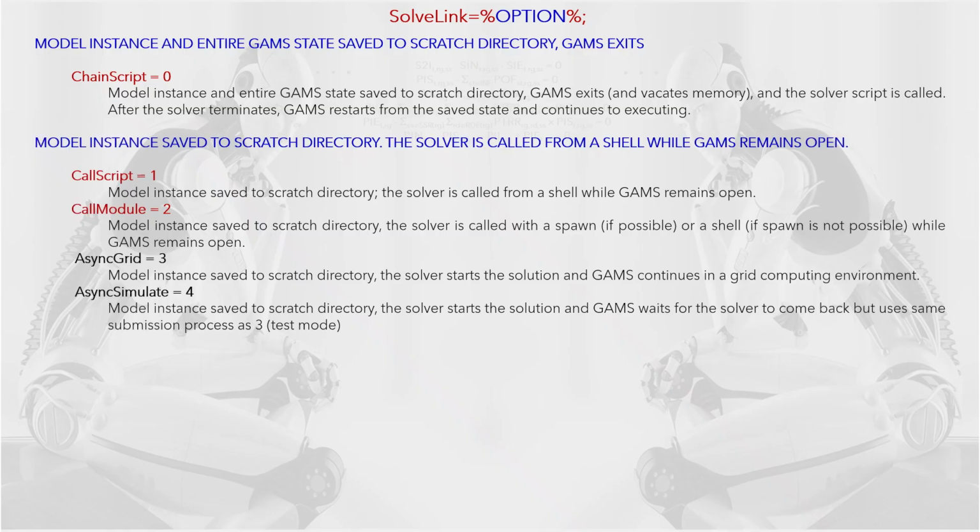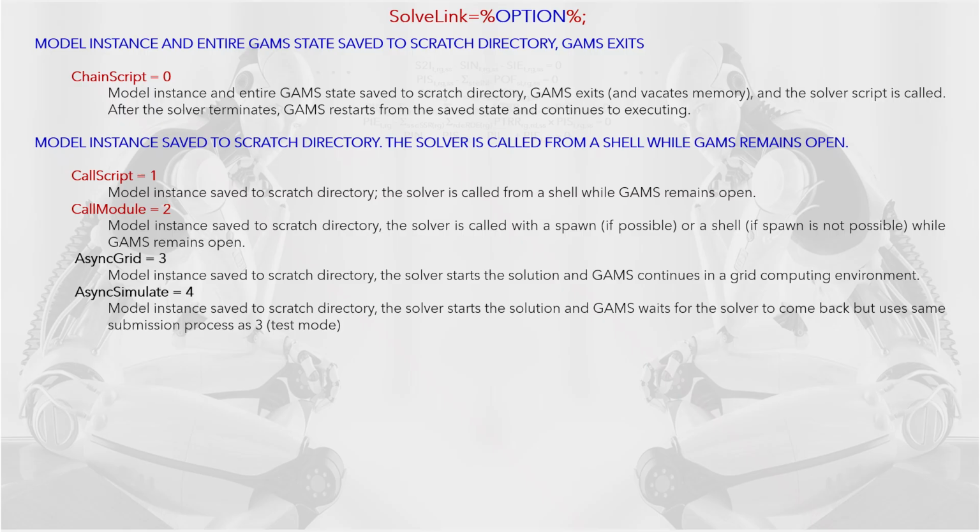Group 2. Model instance saved to scratch directory. The solver is called from a shell while GAMS remains open. Call script equals 1. Model instance saved to scratch directory. The solver is called from a shell while GAMS remains open. Call module equals 2. Model instance saved to scratch directory. The solver is called with a spawn, if possible, or a shell, if spawn is not possible, while GAMS remains open. Async grid equals 3. Model instance saved to scratch directory. The solver starts the solution and GAMS continues in a grid computing environment.